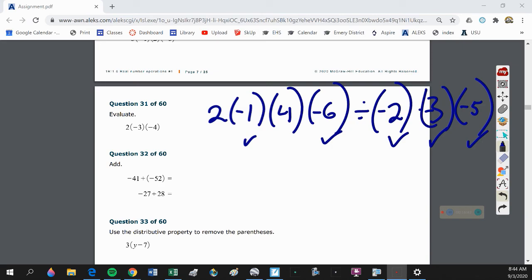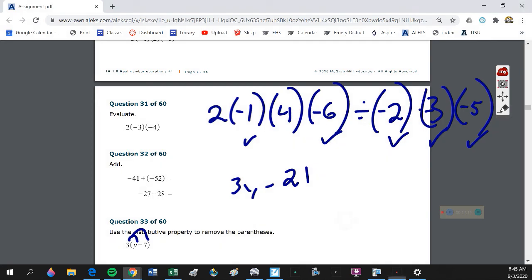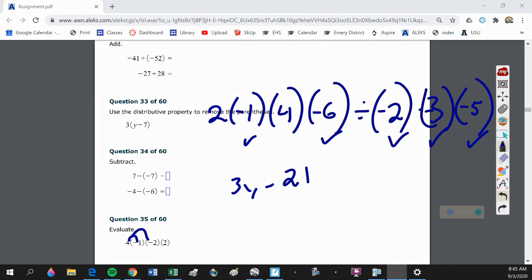What about number 33? How do we do that? Well, how do you do 3 times y minus 7? Distribute. What is 3 times y? 3y. What is 3 times negative 7? So 3y minus 21. Okay.